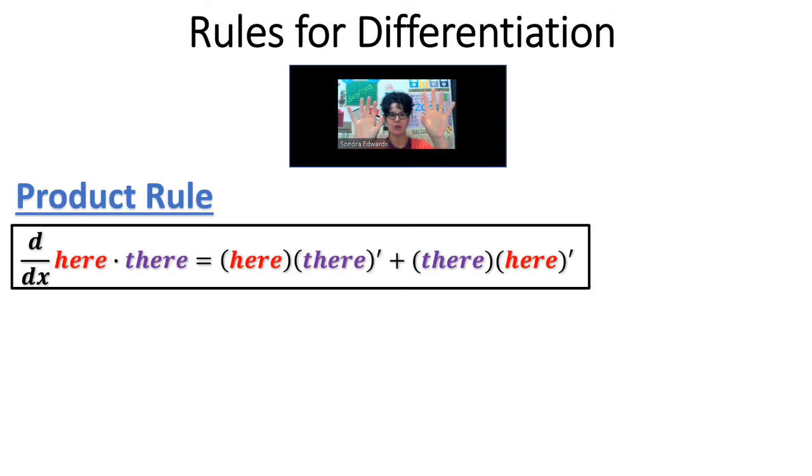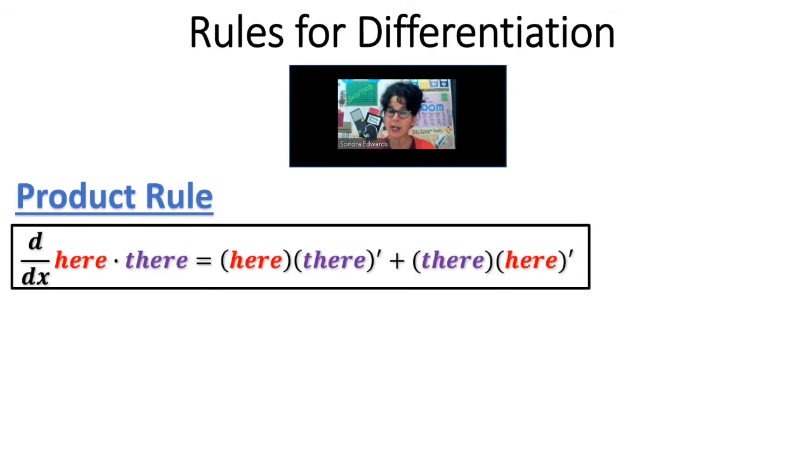To find the derivative, you're going to take here and multiply it by the derivative of there, plus there times the derivative of here. The common mistake on this type of problem is to think that if you have two things multiplied together, that you can take the derivative of this one and the derivative of this one and then just multiply the answers together. You cannot do that. Danger.